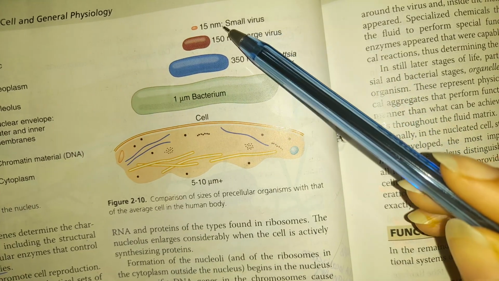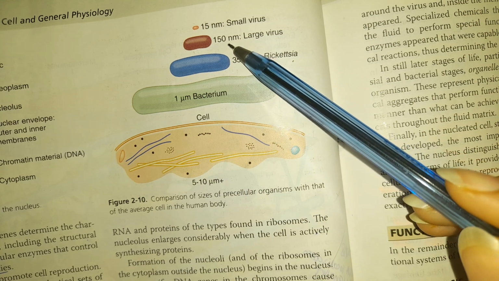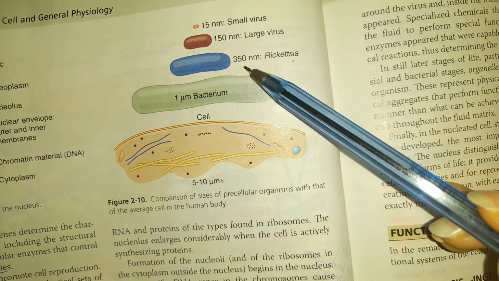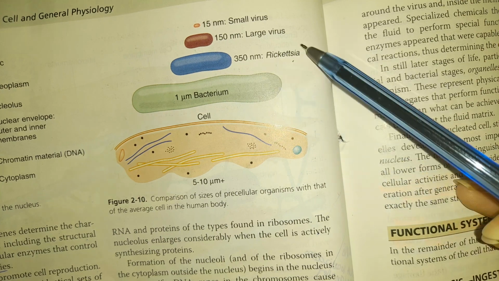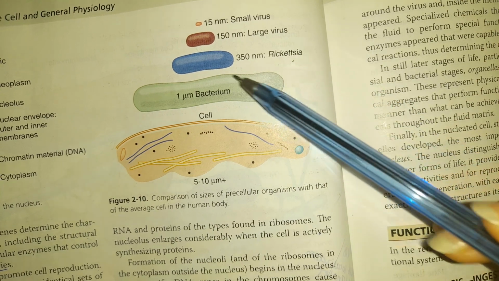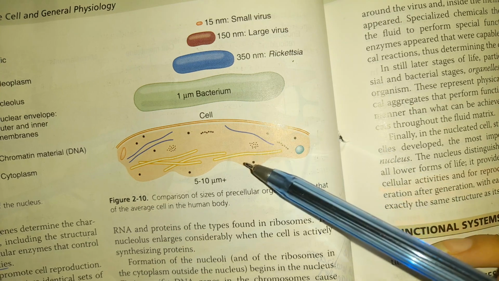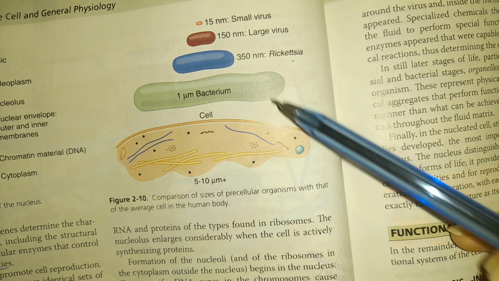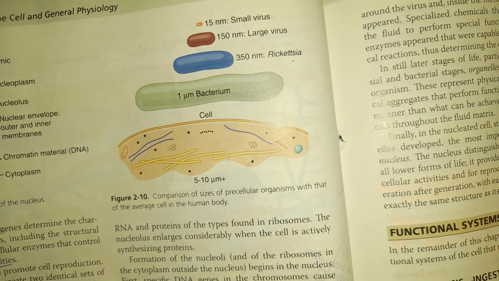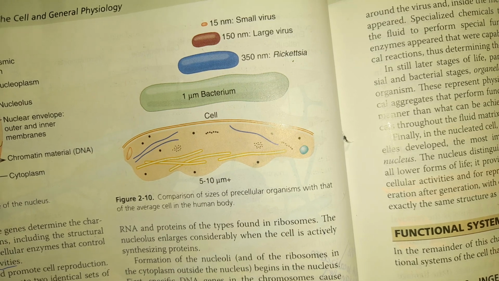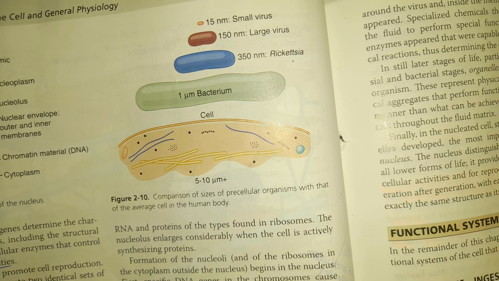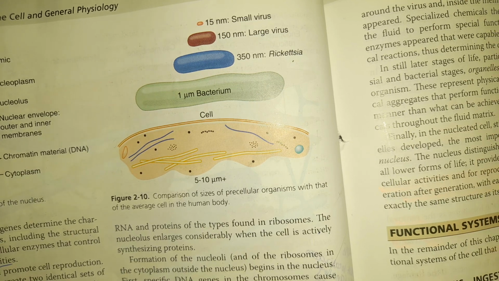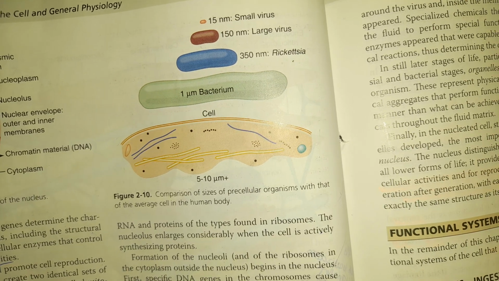Now we have the comparison of various cells. The smallest virus is 15 nanometers, the large virus is 150 nanometers, bacteria is 350, and the smallest bacterium is Rickettsia. Normal bacteria is 1 micrometer, and a cell is 5 to 10 micrometers in size. This is a size comparison of a non-cellular particle, then prokaryotic, and then eukaryotic cell.